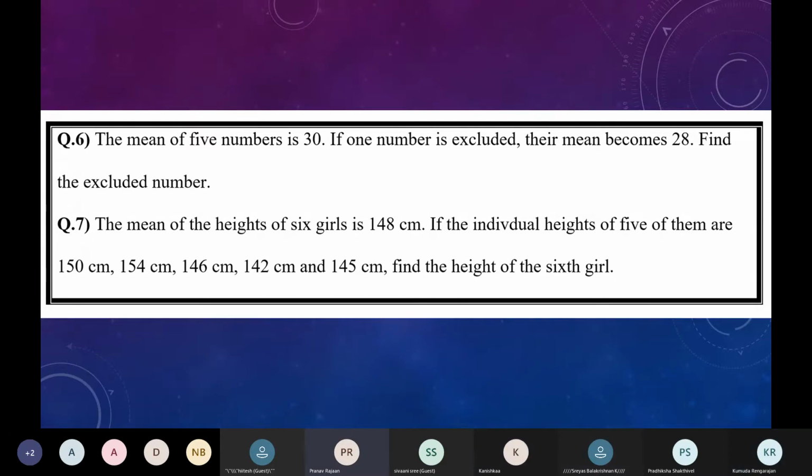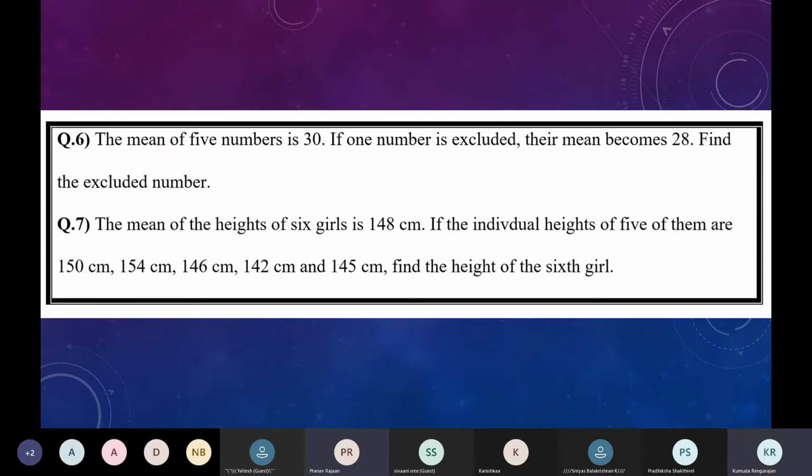No, I'll give you some time. Read only the first sentence. Not the first line. A sentence starts with a capital letter and ends with a full stop. So this is the first sentence. Don't read the first line. Read the first sentence. 5 number is observation and 30 is mean, ma'am.